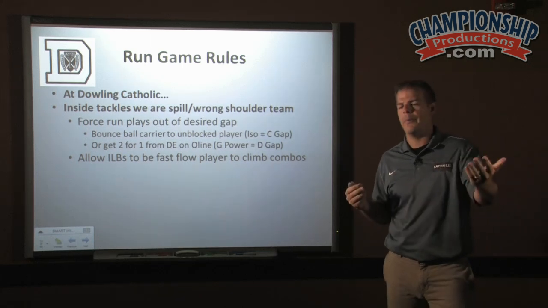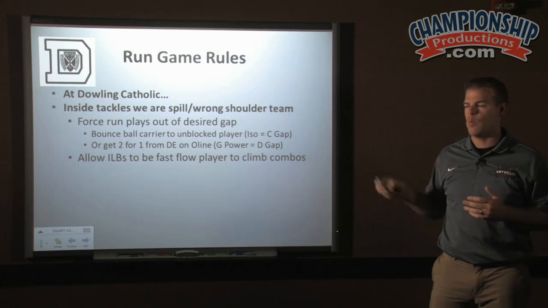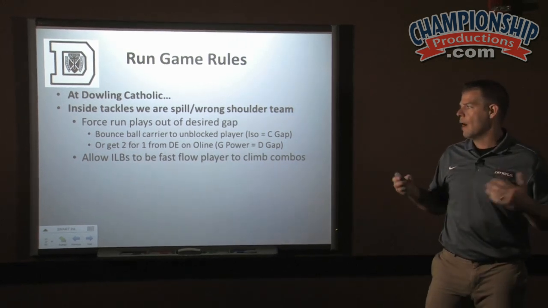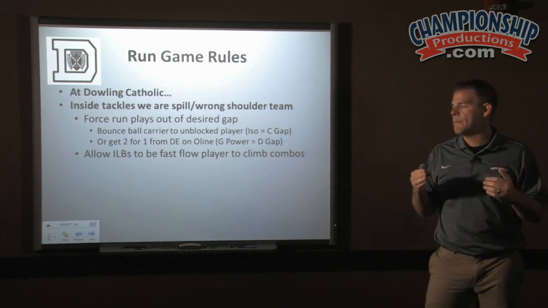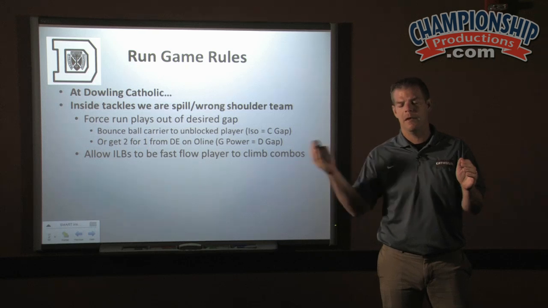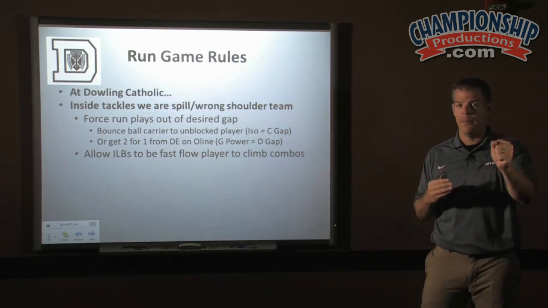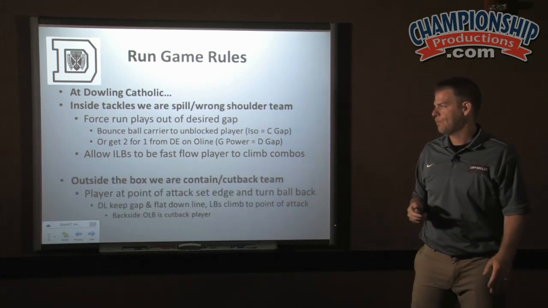Because on a play like power, they want to run in the C-gap. We're going to press it to the D-gap or an even more perimeter gap than that. From there, that allows our linebackers to be fast flow players and climb players. So we're going to talk a lot about this in the next couple of slides. We have spill players, we have climb players. Climb would basically mean going over the top of the block.